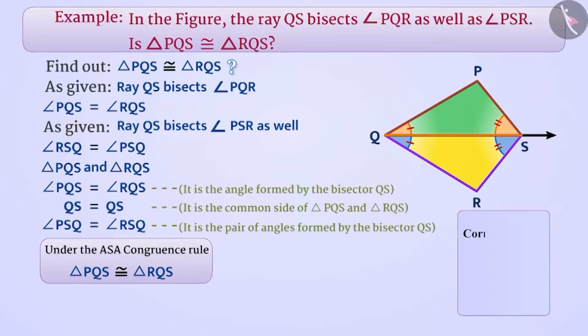Under the correspondence, P corresponds to R, Q corresponds to Q, S corresponds to S, and PQS corresponds to RQS. Therefore, we can say that triangle PQS is congruent to triangle RQS. Always remember to pay attention to correspondence while showing the congruence relation.